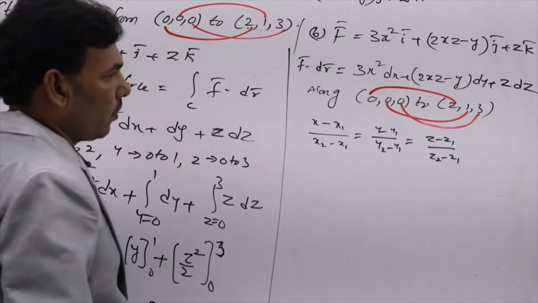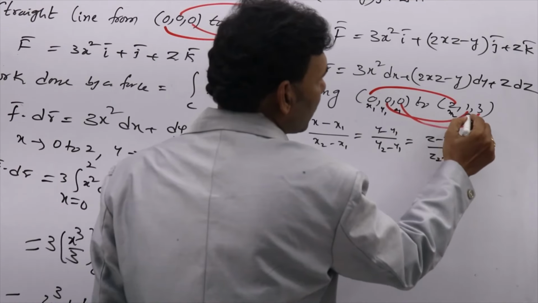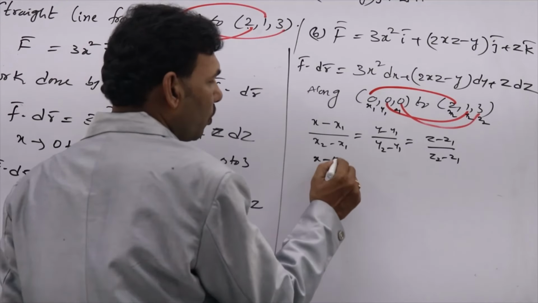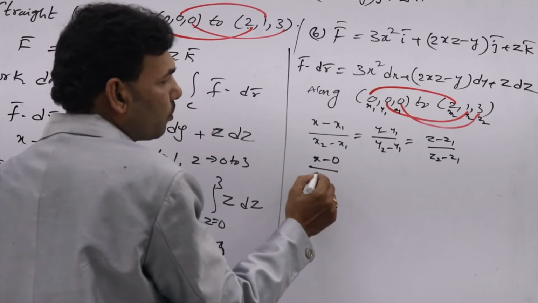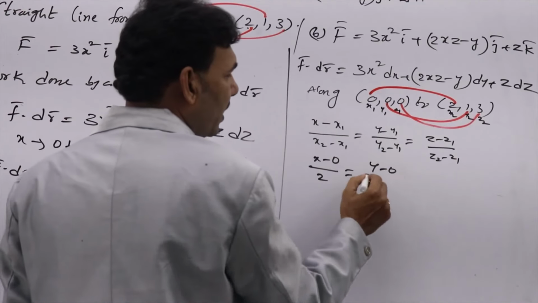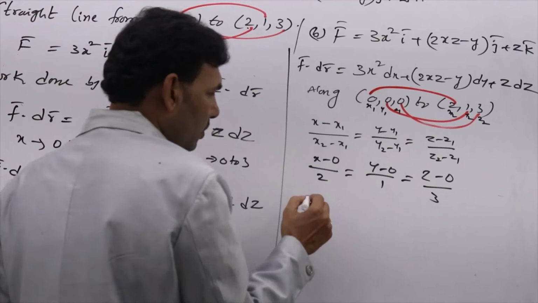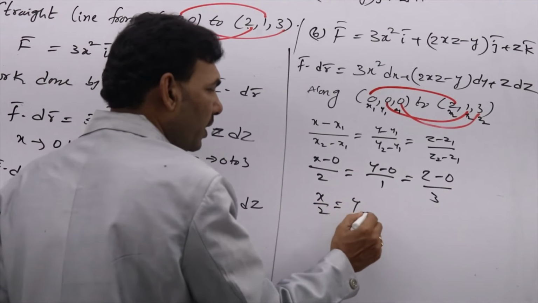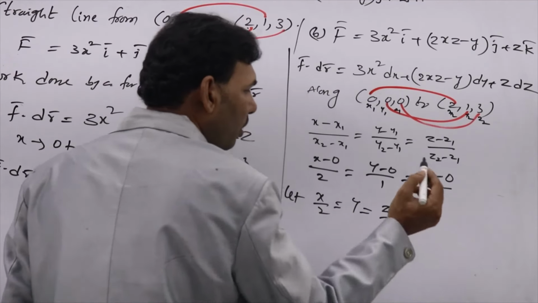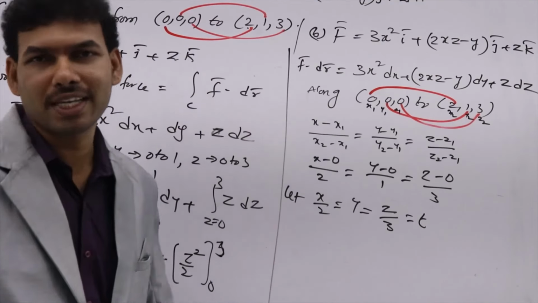So what you will have? x1, y1, z1 are this one, x2, y2, z2. What you will get? X minus 0 by x2 minus x1, 2 minus 0, 2. Y minus y1, y minus 0 by 1. Z minus 0 by 3. So x minus 0 is x by 2 equal to y equal to z by 3. If you assume these all to some constant t, then you will find one common relation between x, y, z.